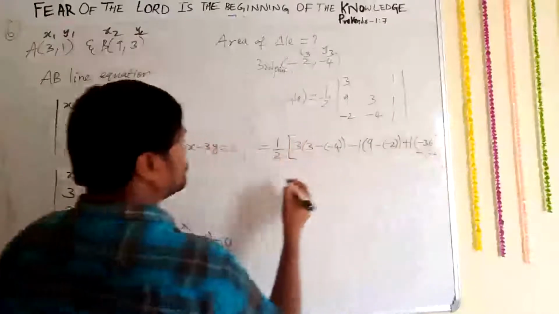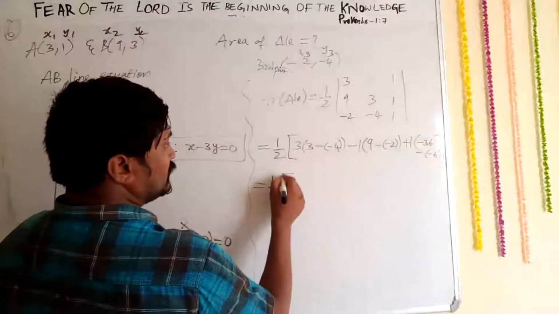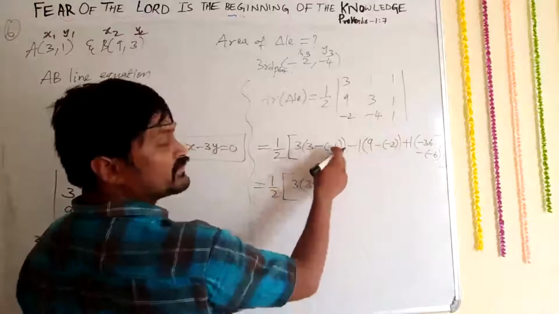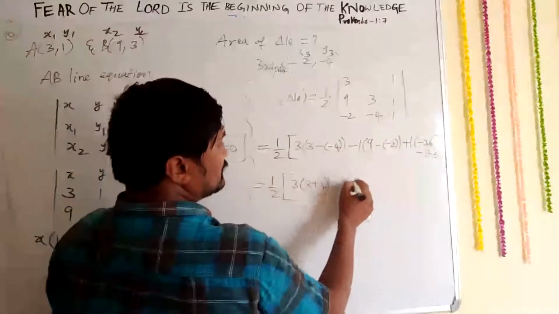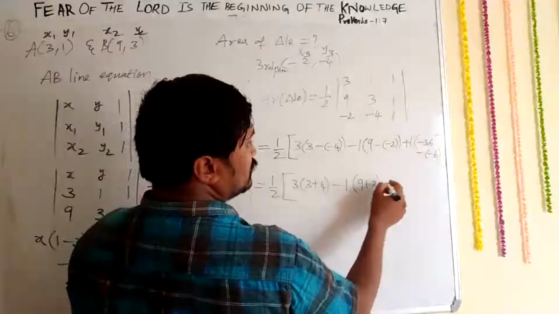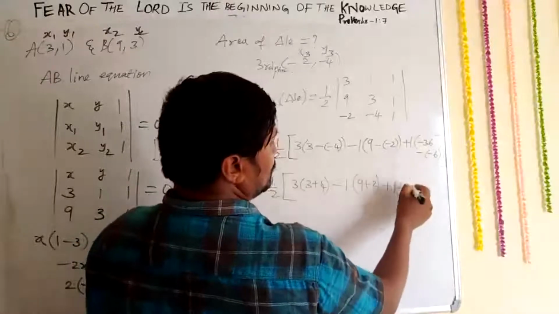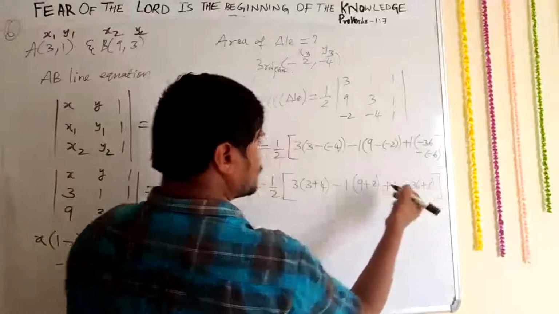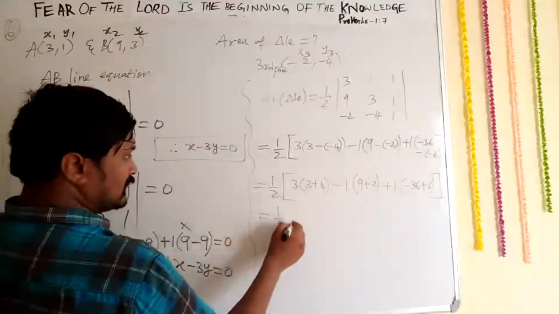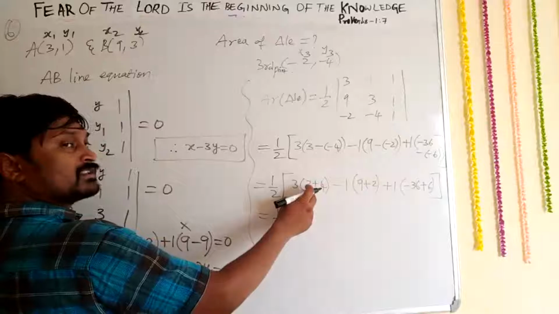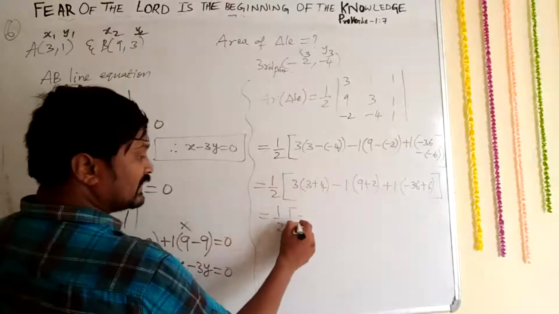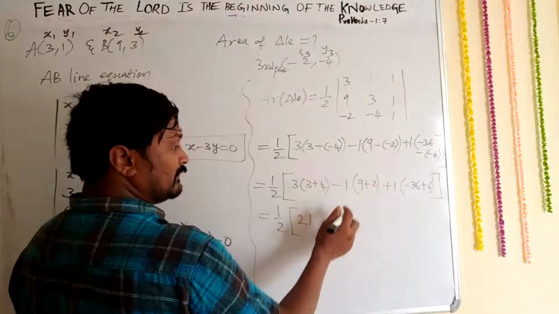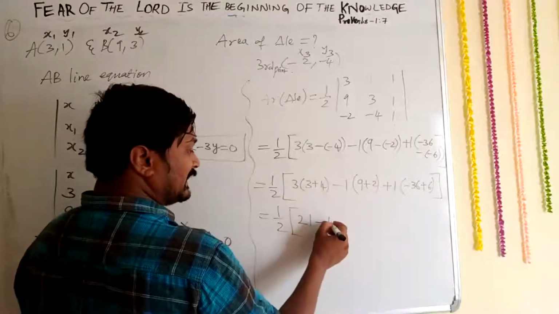So let me simplify it. Half 3, 3 plus 4, minus into minus plus, minus 9 plus 2, plus 1 into minus 36, minus into minus plus 6. So let me simplify still. Half 3 plus 4, 7. 7 threes are 21. 9 plus 2, 11. 11 into minus 1, minus 11.